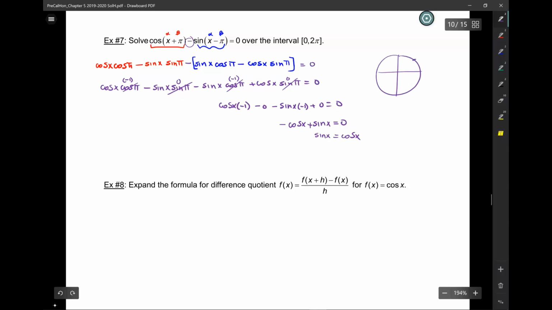Here, sine of pi over 4, cosine is 1 over root 2, sine is 1 over root 2. Here, cosine is negative, sine is positive. Here, they're both negative. And here, one is positive, one is negative.